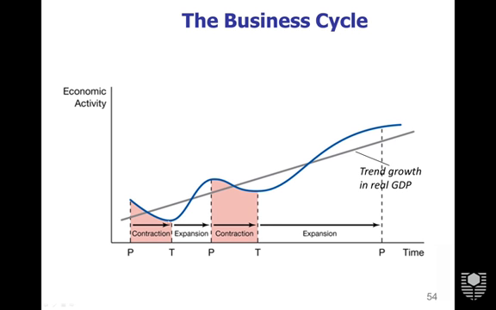So this phase where the economic activities are declining is contraction. This phase is expansion, contraction again, expansion again. This is peak, and this point is trough, and this is also known as depression. This is peak and also known as boom. This phase can also be termed as recovery, recovery from a recession.